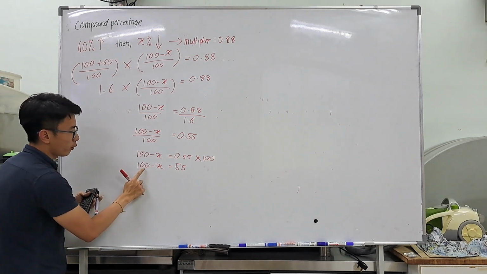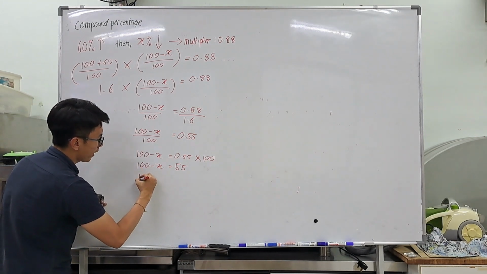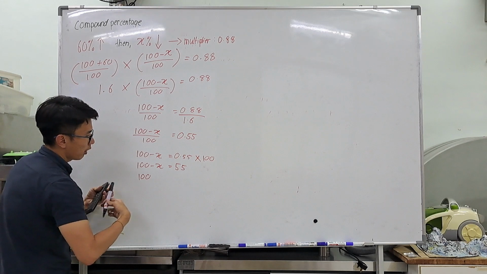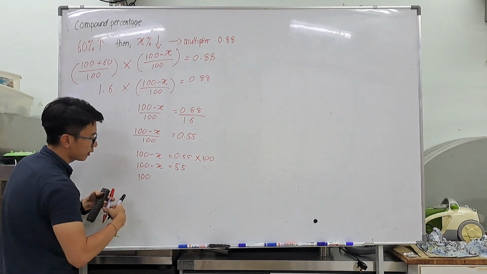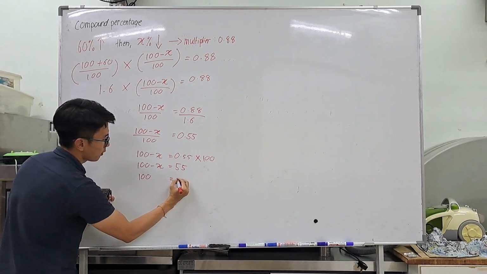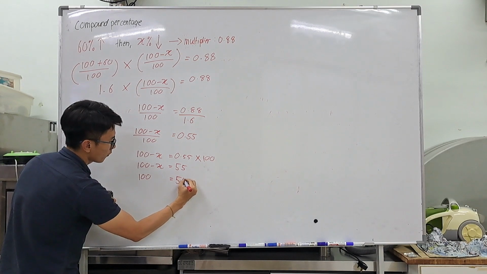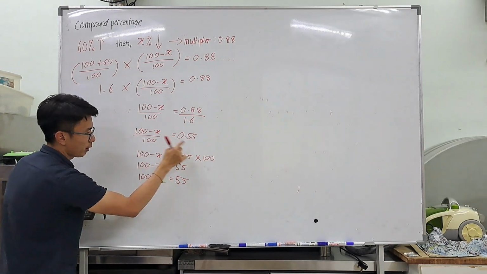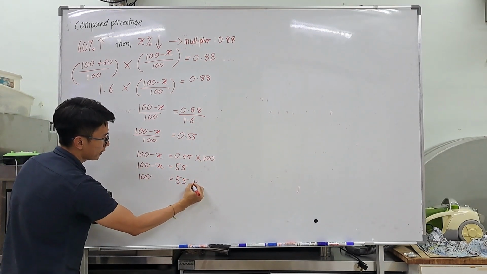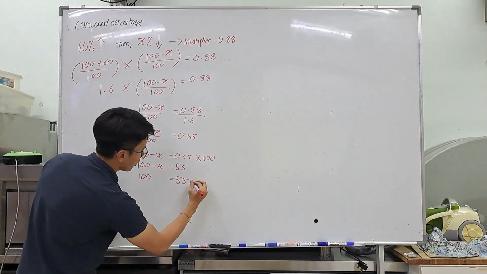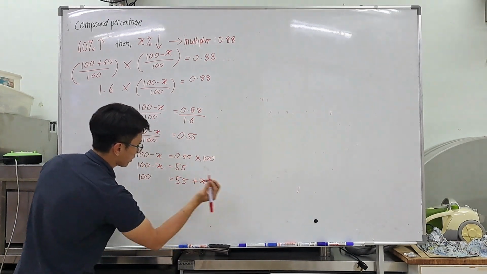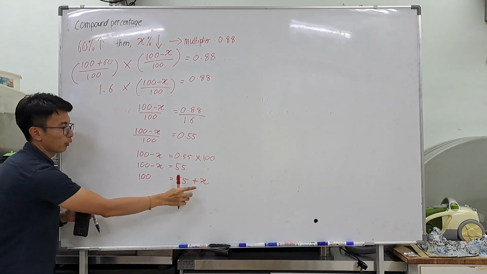So I'm not doing anything with this 100. So 100 will stay back. Okay. I'm not doing anything with this 55 first. So this 55 is going to be here. And this minus x, when I move over, it's going to be plus. Oops. It's going to be plus x, right? So now my unknown is positive.